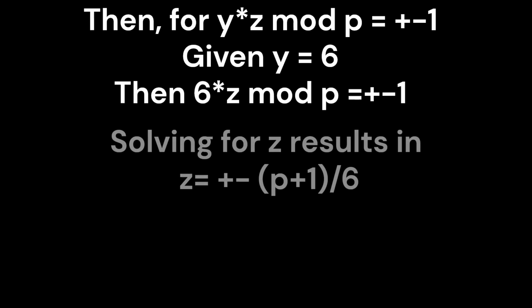Using these facts, we can prove that for y times z mod p equal to plus or minus 1, if we set y equal to 6, then 6 times z mod p is equal to plus or minus 1. Then z is always equal to plus or minus p plus 1 over 6 mod p.